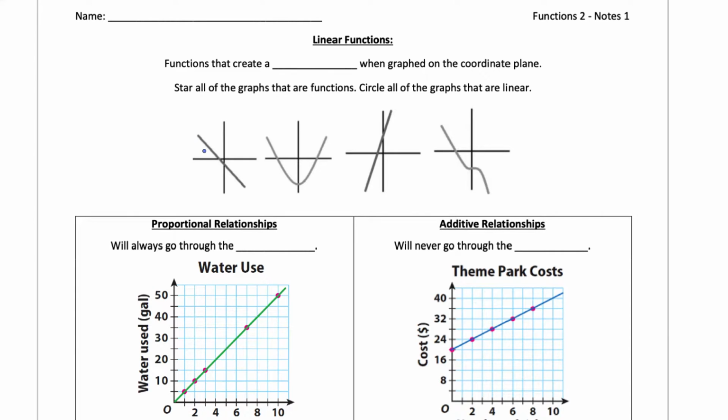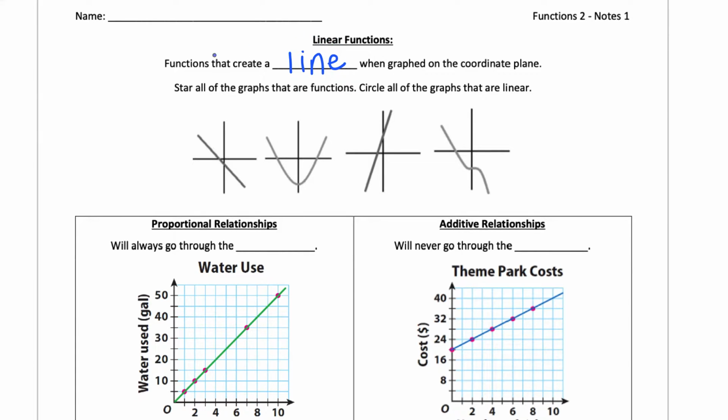In this video, I'll be going over our notes for linear functions. So we're in the second part of our functions unit, and this is our first set of notes. So we're going to be looking at the definition of a linear function today. A linear function is a function that will create a line when graphed on the coordinate plane.